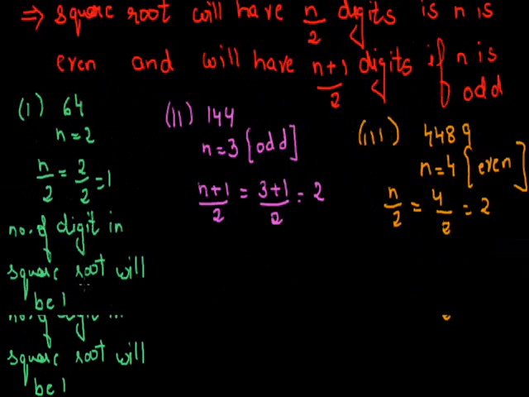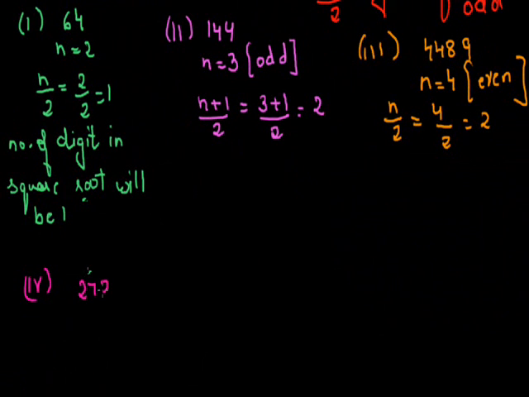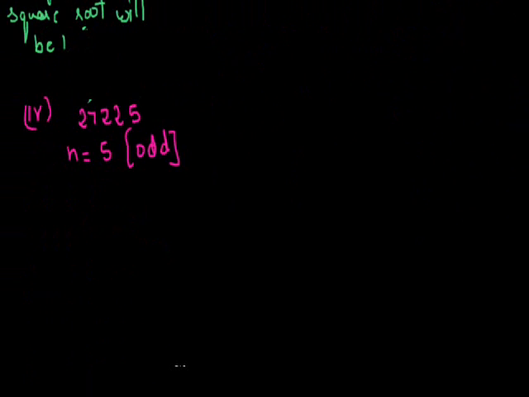Fourth part, 27225. The value of n in this case is equal to 5, which is odd. So I can say the number of digits in the square root will be equal to n plus 1 upon 2, that is equal to 5 plus 1 upon 2, that is equal to 3.